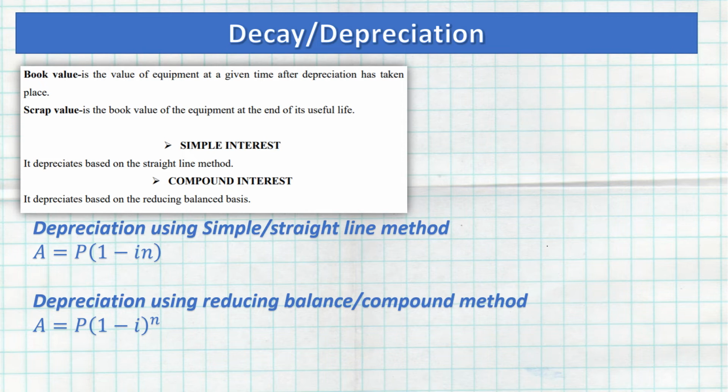So the value of an equipment at a given time after depreciation has taken place, we call it what? The book value.